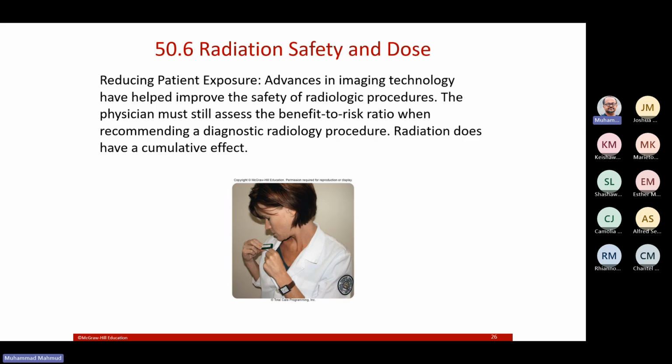Advances in imaging technology have helped improve the safety of radiologic procedures. The physician must still assess the benefit to risk ratio when recommending a diagnostic radiology procedure. And remember that radiation does have a cumulative effect.